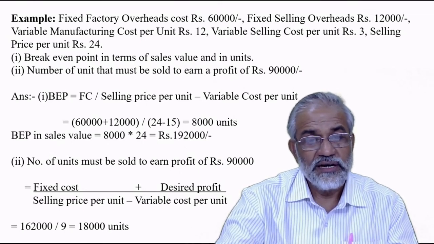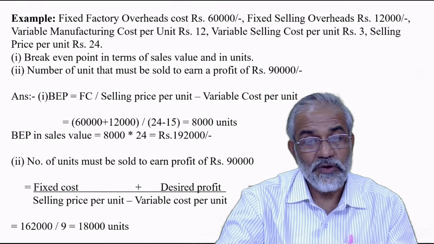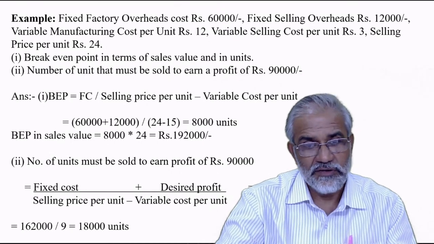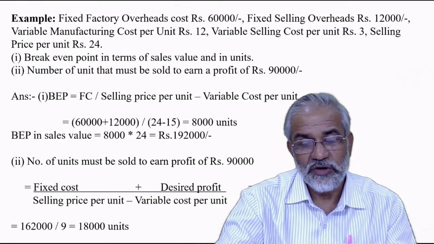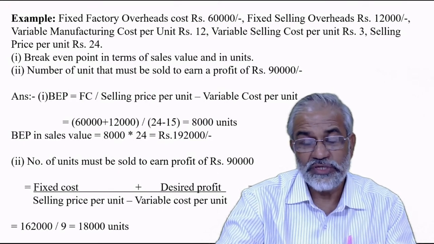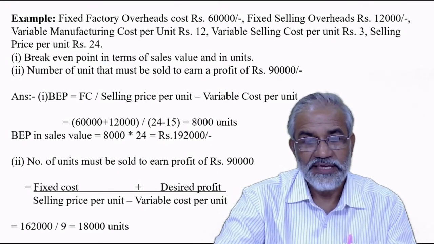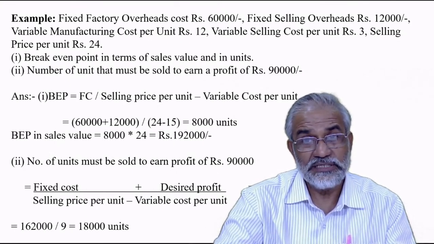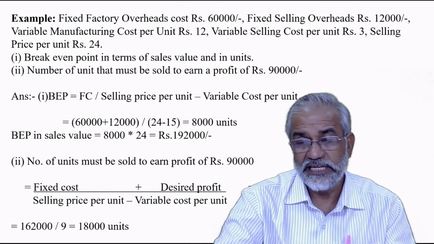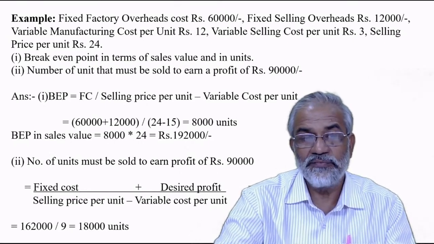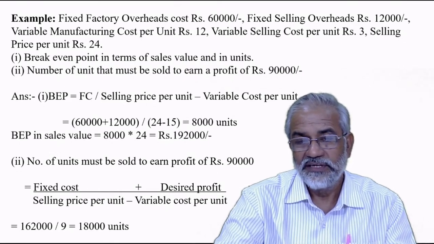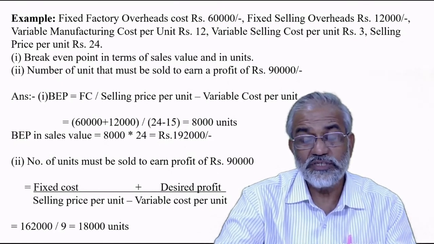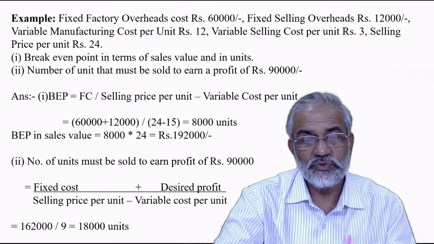Here, the desired amount of profit has to be simply added with the fixed cost, and the whole has to be divided by the contribution per unit. That would be the volume of output at which we can attain the desired amount of profit. Here, 72,000 is the fixed cost, which is the combination of the factory overhead plus fixed selling overhead, and the desired amount of profit as given in the question is 90,000. So the total comes to 72,000 plus 90,000, it is coming 1,62,000.